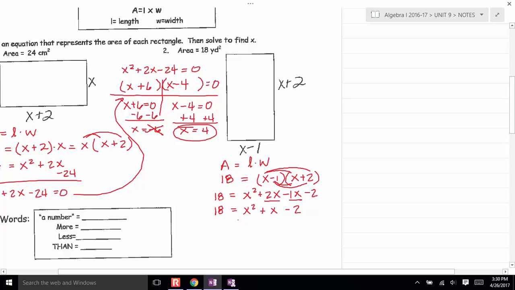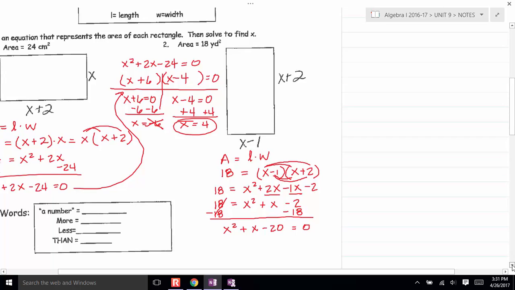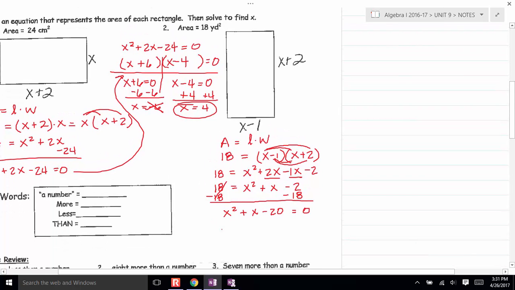And we would try to factor this first, solve by factoring. So to do that, I would need to subtract the 18 on both sides because we want our equation equal to 0. So we're going to have x squared plus x minus 20 equals 0. Okay, so let's try factoring this now. Again, we look at the equation to see if there's a GCF. X squared, x, and negative 20 do not have a GCF.